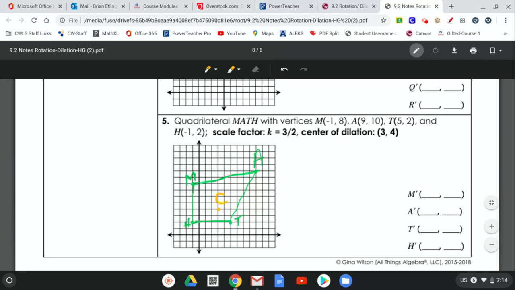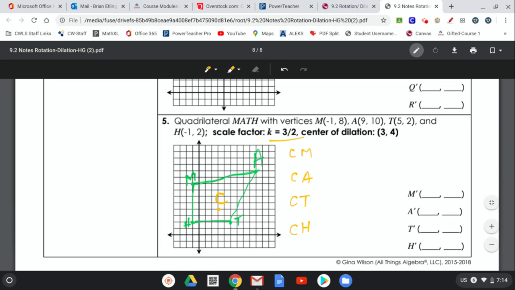Because it doesn't really give us a coordinate name for that. So for this one, we have a scale factor of 3/2. I want to do a fraction one with you. However, 3/2 is greater than 1, remember, because 3 is greater than 2, okay? So 3/2 is going to be greater than 1, so that means that it is going to be bigger. It's going to be an enlargement, all right? So same thing again, we're going to do C to M, C to A, C to T, and C to H, okay?